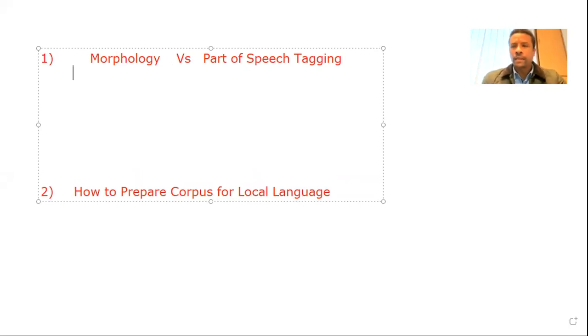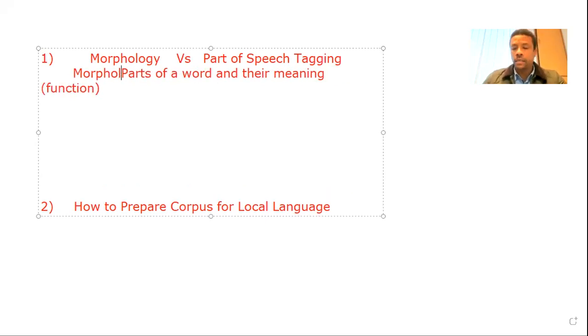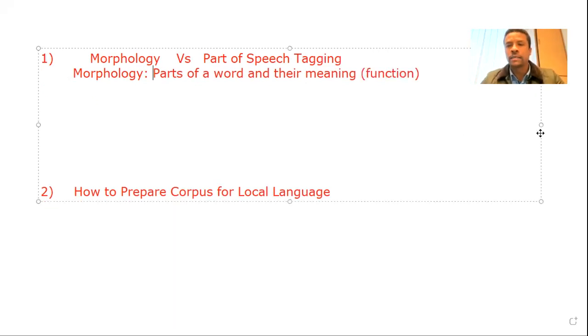If you remember the definition that we have given for morphology, we said morphology is concerned about parts of a word and their meaning or their function. This is what we mean by morphology. By the way, even the name itself, morphology, is concerned about parts. Even for other sciences, it is concerned about parts of something. So in this case, morphology is concerned about parts of a word and their meaning.